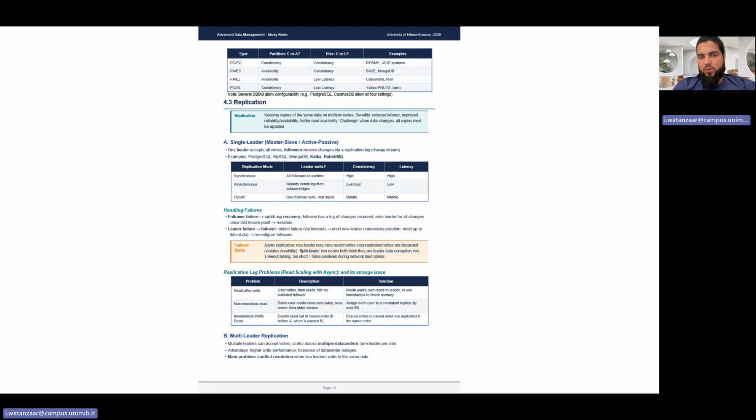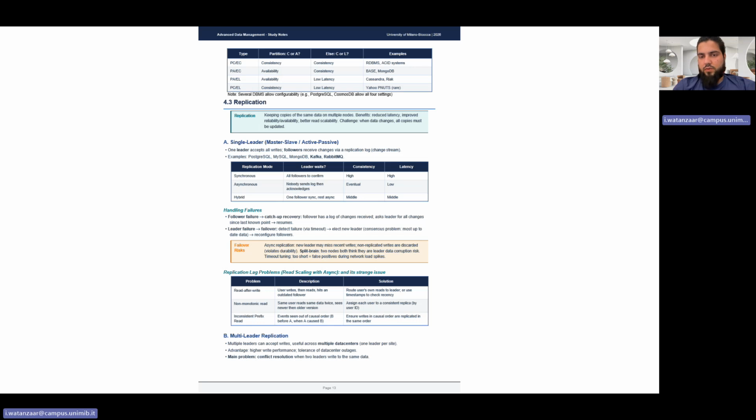So replication mode is synchronous. The leader waits for all followers to confirm first of all, and consistency is very high, but latency is also high at the same time. In synchronous communication, they are sending in real time, and they are waiting for the followers to confirm.